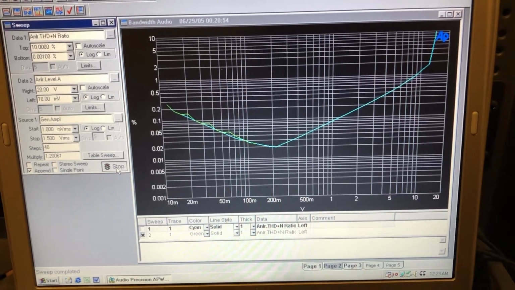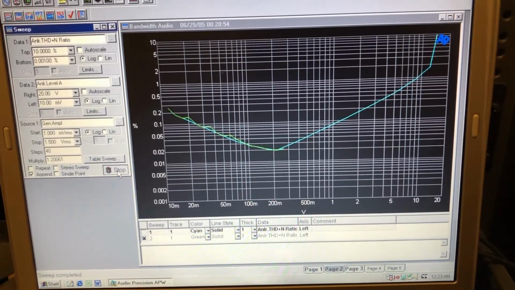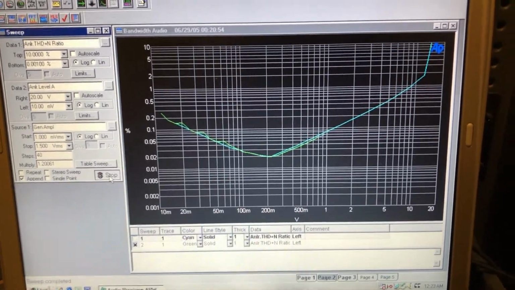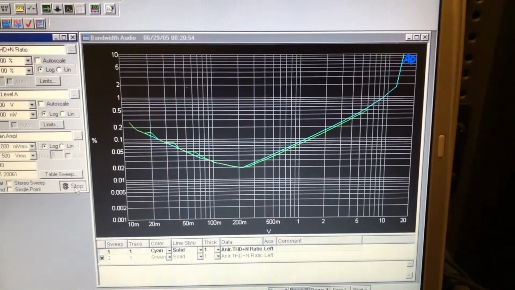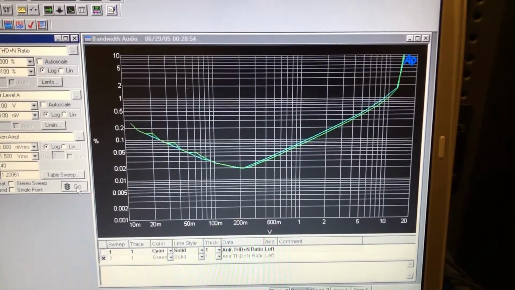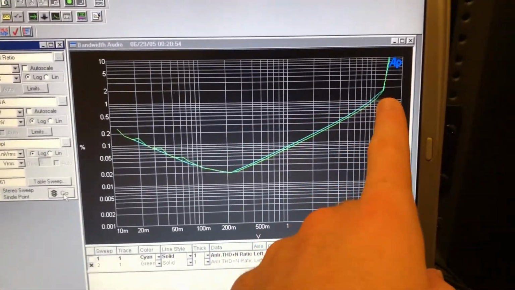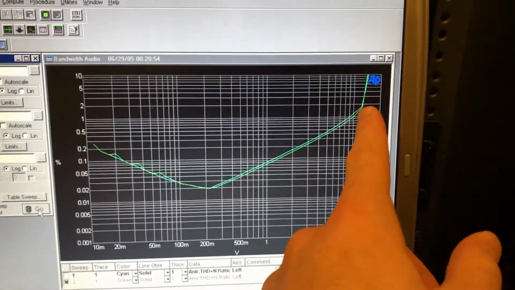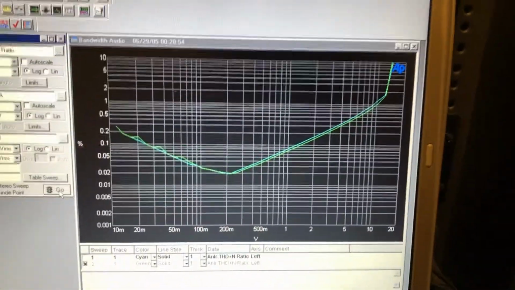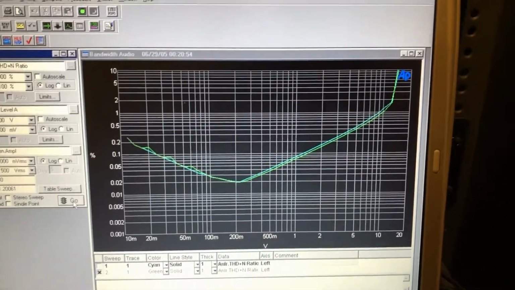And those little hiccups there are the auto scaling of the AP, so those aren't real artifacts. But you can see up in this range, I start to get THD improvement with a small increase in current. Very little change in headroom, but it starts to roll over maybe a little bit sooner. Again, just due to the shifting of the operating point.